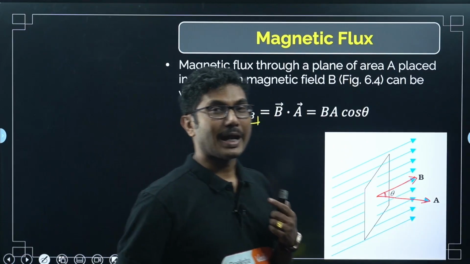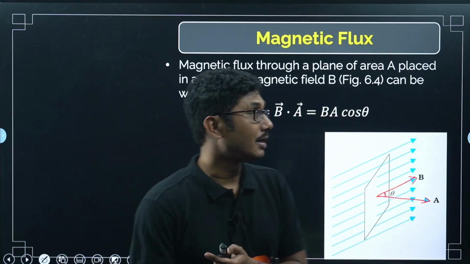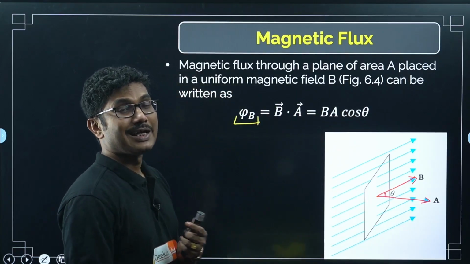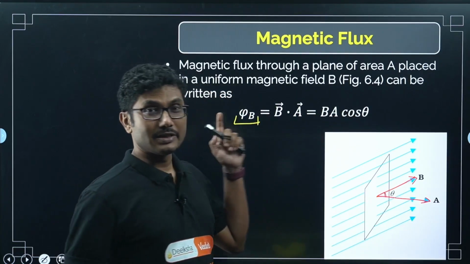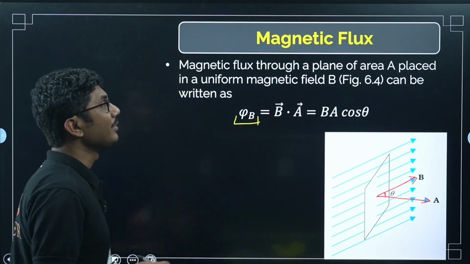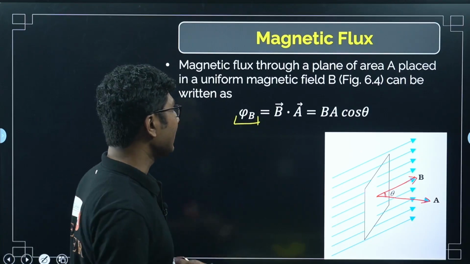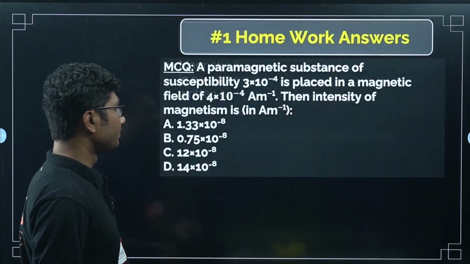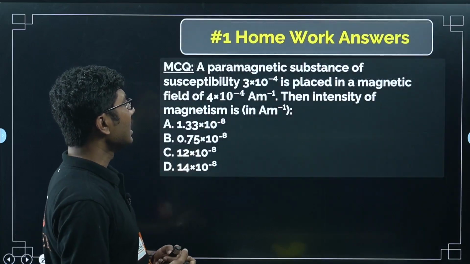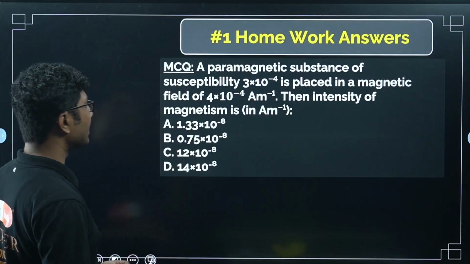But in case of Gauss's law for magnetism, there was not much importance of this flux. But this flux plays a major role when we are talking about electromagnetic induction. We will see how it's so. Okay, first of all, let us solve the homework problem from yesterday's class.